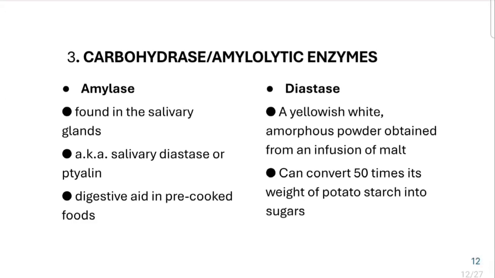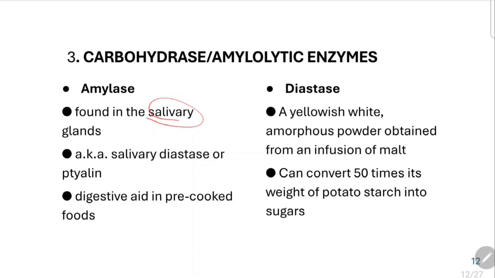Next, we have carbohydrates and aminolytic enzymes. Your amylases, this is found in your salivary gland. That's why I already mentioned earlier that your carbohydrate degradation or digestion already starts in your mouth, unlike your protein that starts in your stomach. This is also known as your salivary diastase or your ptyalin.